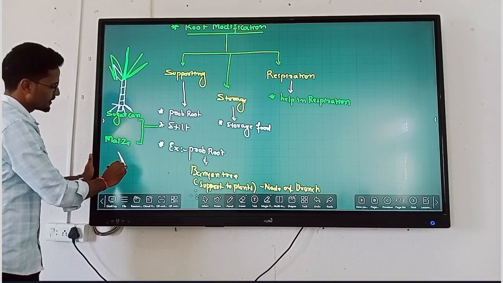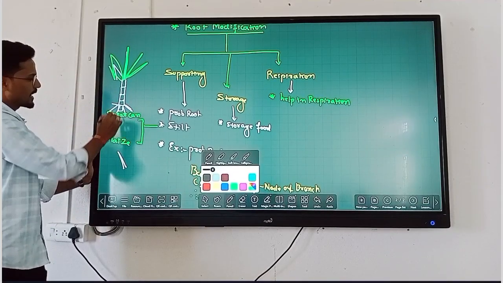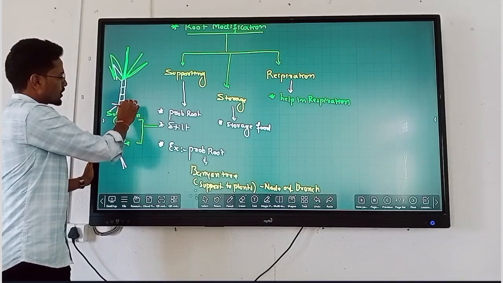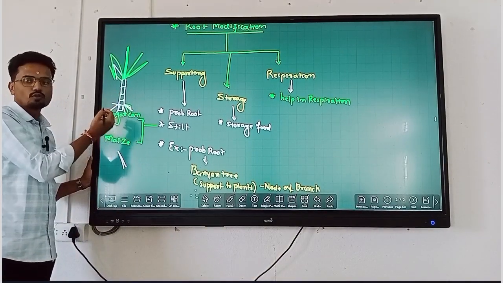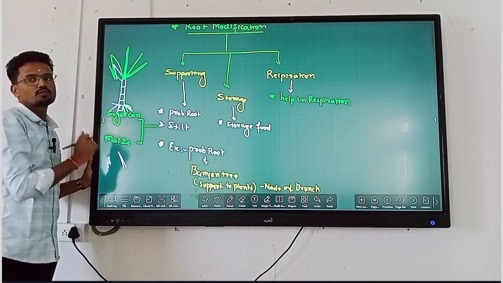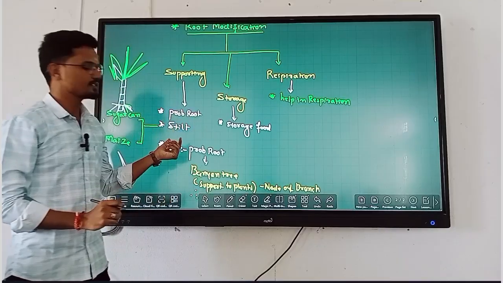The same we see in maize also. They are also present at the bottom nodal region. They form roots, penetrate the soil and give mechanical support to the whole plant. This is about the prop root and stilt root.